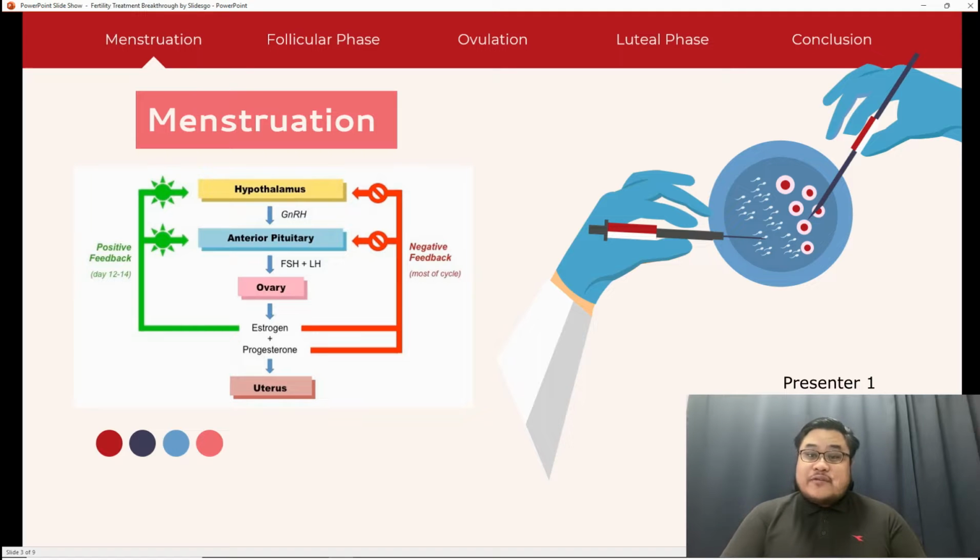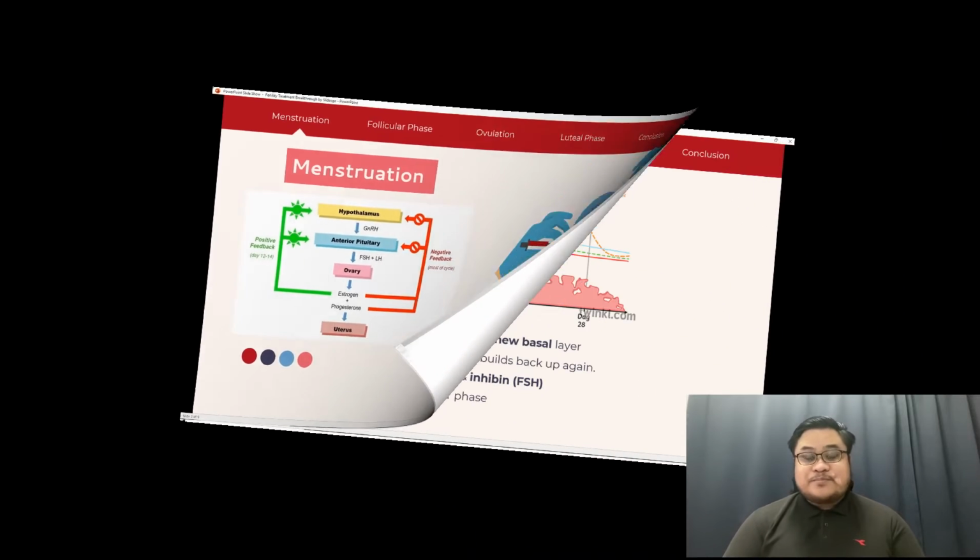FSH will stimulate 15 to 20 of the follicles in the ovaries. As the follicle develops, the granulosa cells secrete estrogen, which is responsible for female secondary sex characteristics, the development of breast tissue, vulva, vagina, uterus, also the blood vessels in the uterus, and the development of the endometrium. Estrogen also causes negative feedback on the hypothalamus and anterior pituitary gland, which suppresses the release of LH and FSH.